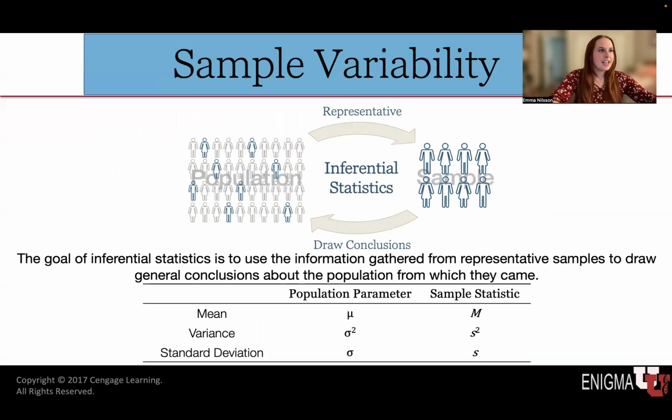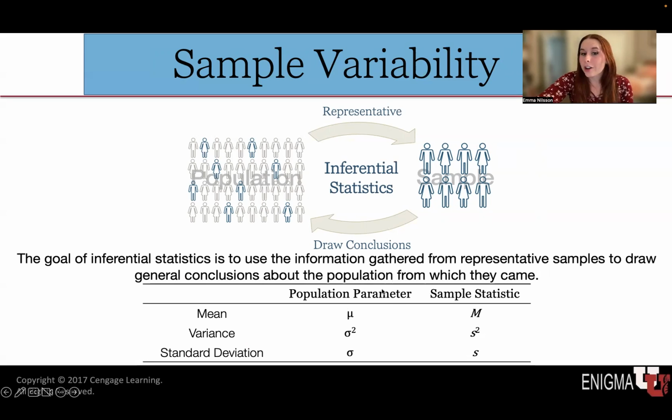Okay. So thus far, our discussion of variability and standard deviation has been limited to a situation in which we're describing the variability of an entire population of scores. However, often when we're using inferential statistics, like we've talked about before, we're running our research on a sample, and then we are generalizing and drawing conclusions about the whole population.